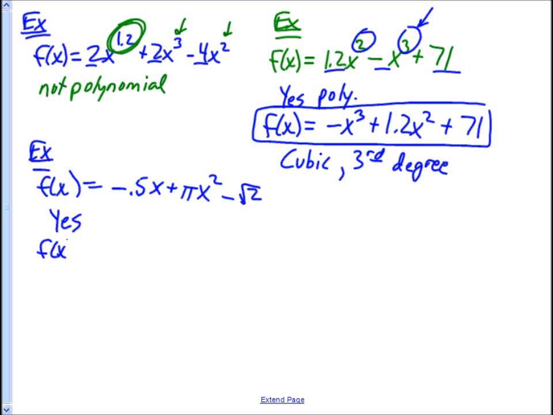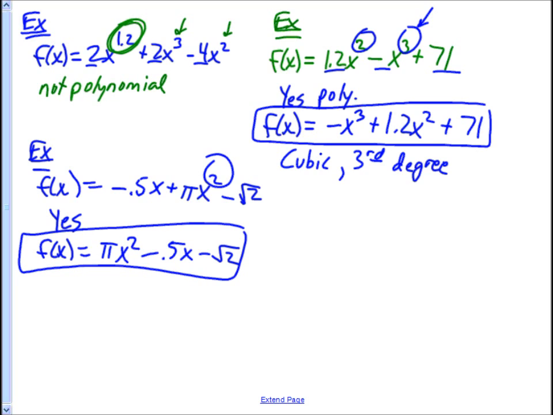Let's go ahead and write this in standard form. So there's your largest degree, right? This is a quadratic, so you write the pi x squared first. Your leading coefficient there is pi, degree 2, x squared, minus 0.5x, and then minus root 2. So this is a quadratic, degree 2 polynomial.